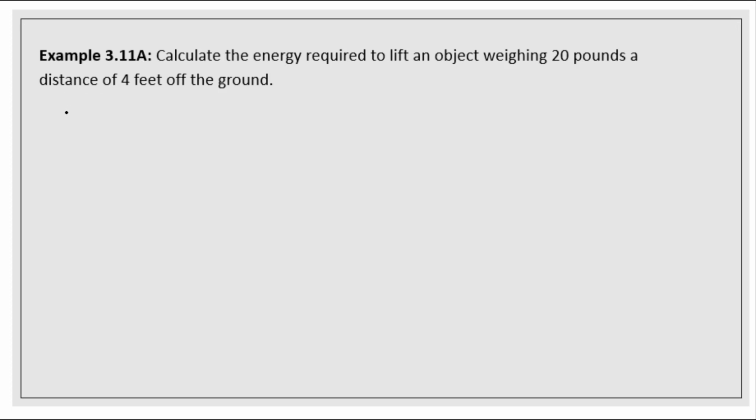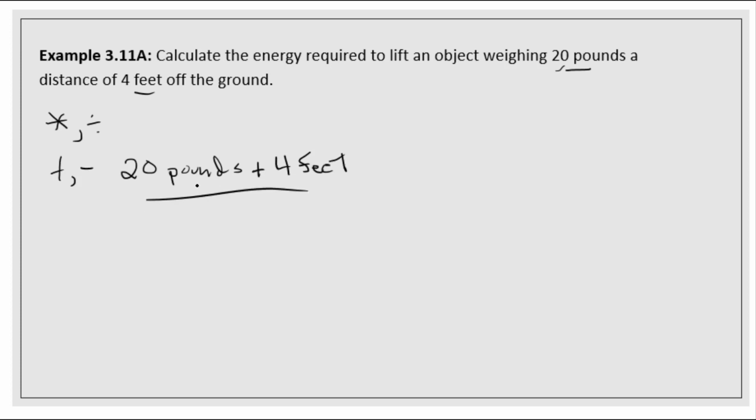There's something about multiplication and division that is really different than addition and subtraction. And that's when we have to deal with the units. With addition and subtraction, if you have, and I'm going to just use these two things that we have, 20 pounds plus 4 feet, you cannot add or subtract them because the units are different. But with multiplication and division, the units get multiplied or divided just like the numbers.